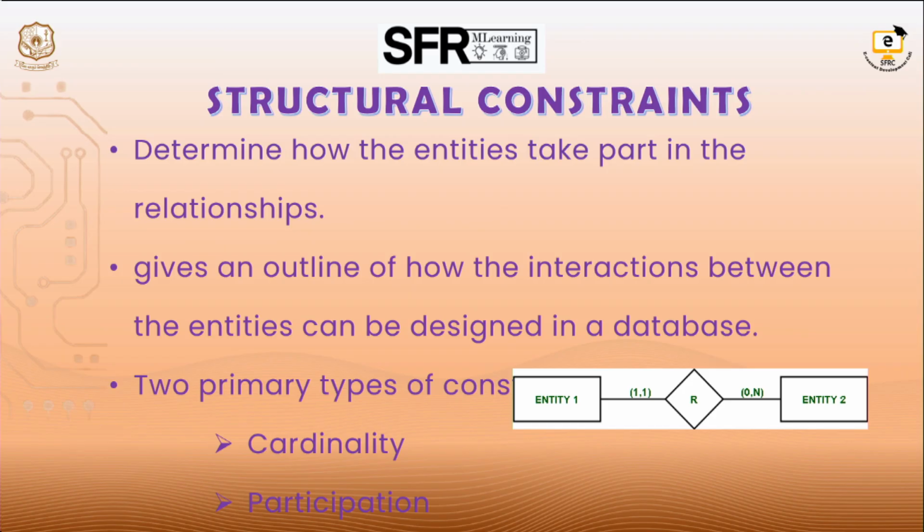To understand structural constraints, we must look at entities represented by rectangles and relationships by diamonds. There are numbers written above the lines which connect relationships and entities. These are called cardinality ratios. These represent the maximum number of entities that can be associated with each other through relationship R.